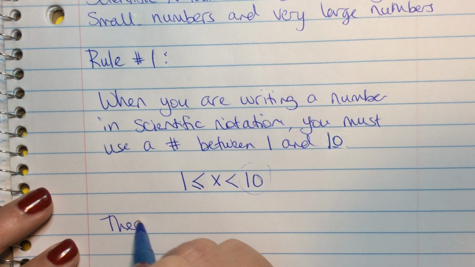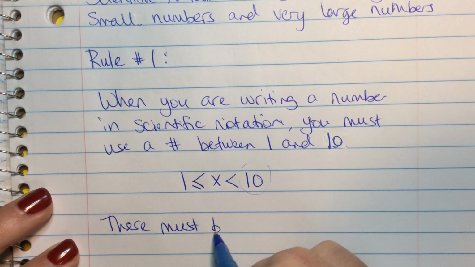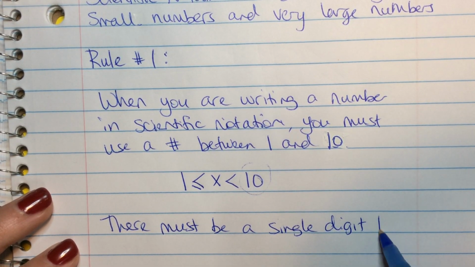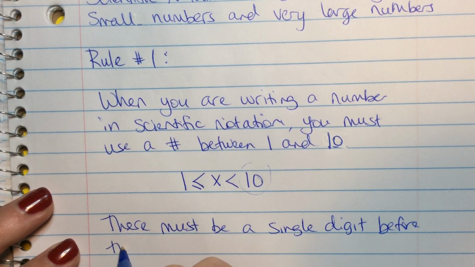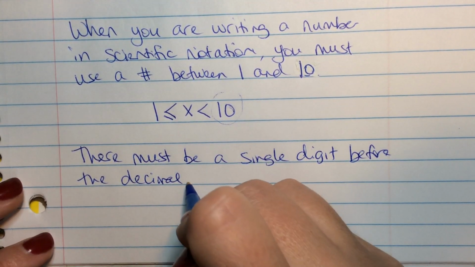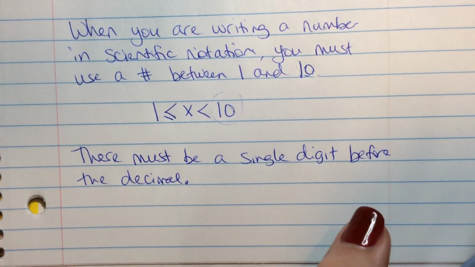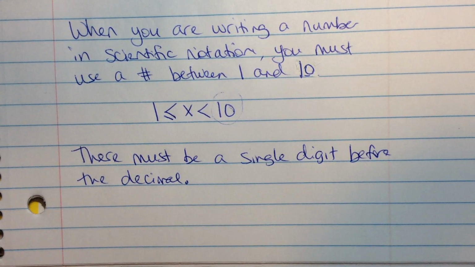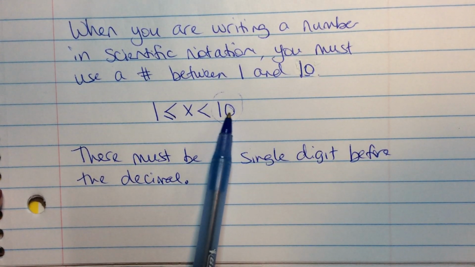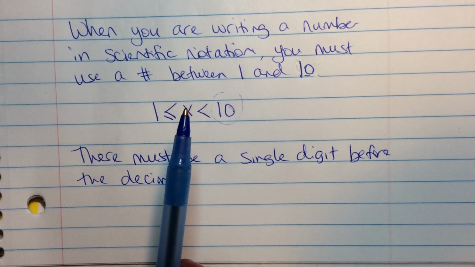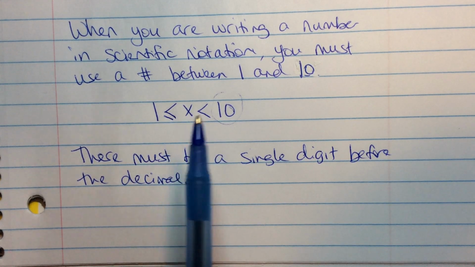There must be a single digit before the decimal. There can be more than one after the decimal, but before the decimal it must be a single digit. You can't have 10 because that's 2 digits. But you could have 1, 2, 3, 4, 5, 6, 7, 8, 9. And that would be fine.